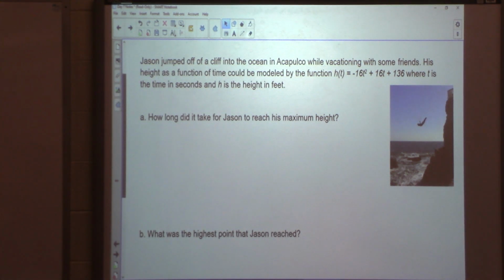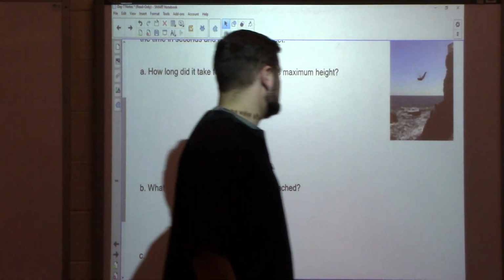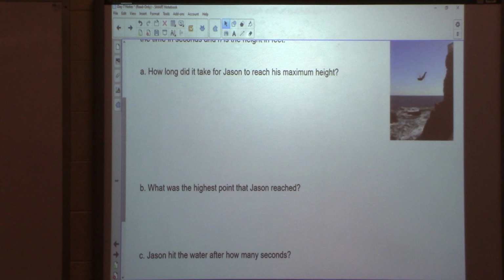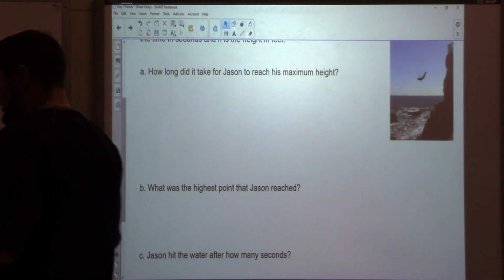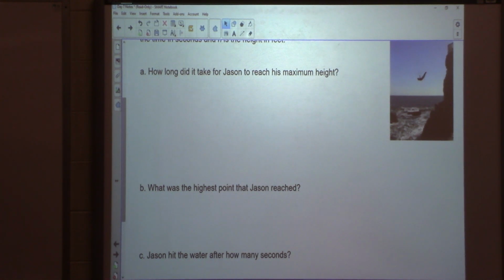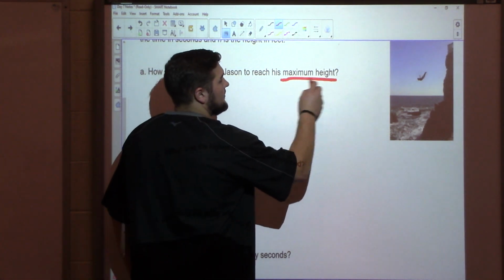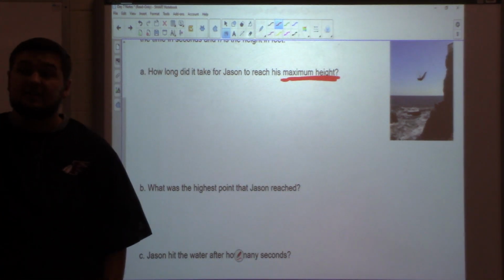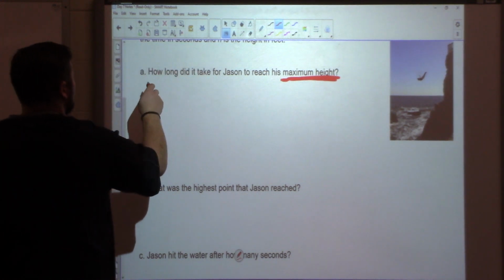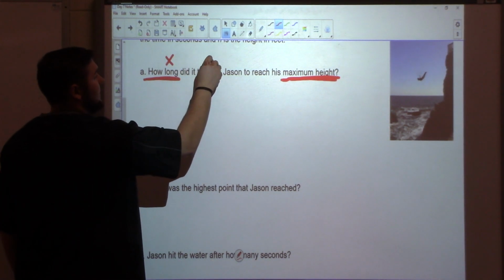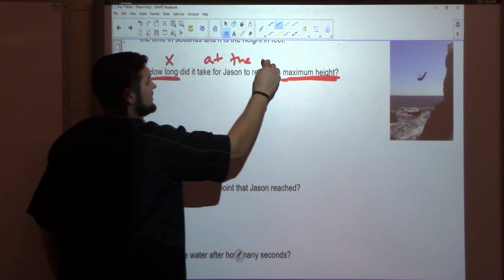Then what it asks is, how long did it take for Jason to reach his maximum height? What's it asking for? How long? It's asking for our x variable, but at what point? Oh, I heard someone say it. The vertex, right? At the maximum. Maximum height means our vertex. So we need to find how long, our x value at the vertex.